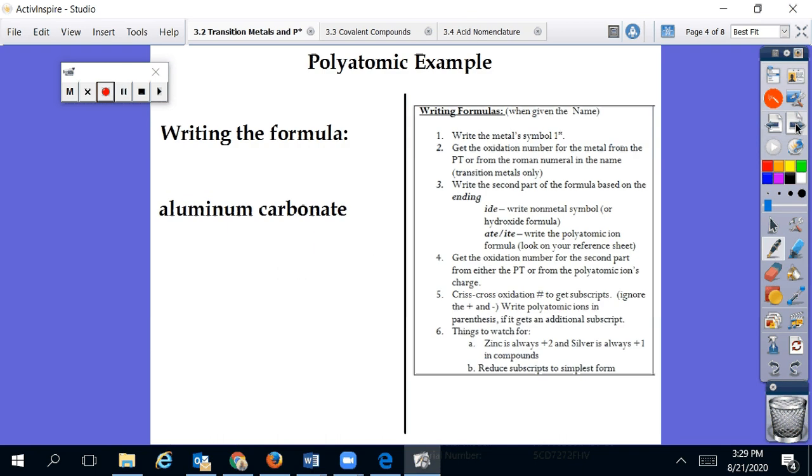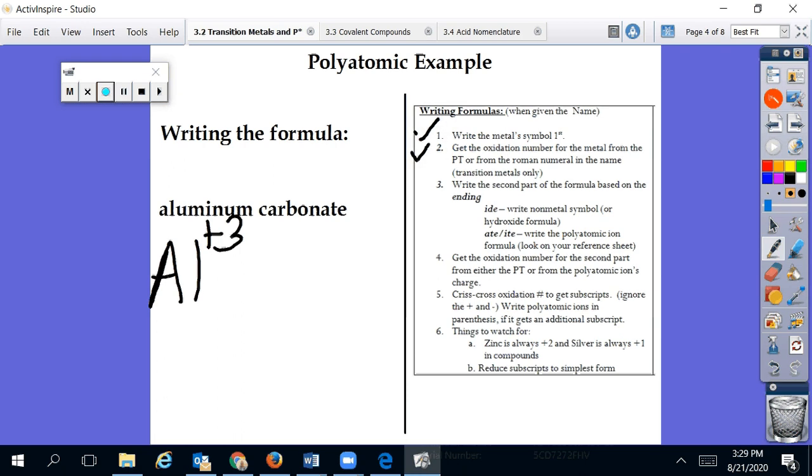Let's start by writing the formula for this compound. We first look and we see aluminum, and we know aluminum's a metal, so we're going to follow our formula rules for writing a metal. Step one, write the metal symbol first. That would be Al. Second step, as we did in the video before, is to write the oxidation number. We know that aluminum always has an oxidation number of +3. So now we've done step one and step two.